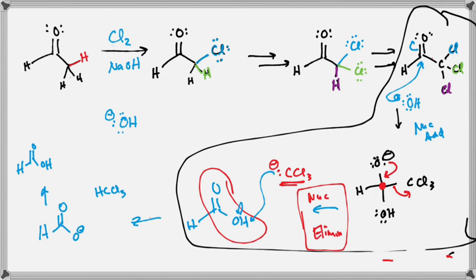Why does it come off as a leaving group? You have 3 electronegative elements connected to that carbon. It's those 3 elements inductively withdrawing electrons that allow it to be a stable leaving group.